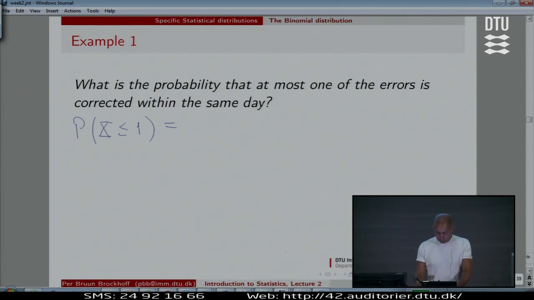Now, I think these are the two probabilities that we are going to try to find. This is also the distribution function taken at one. This is also f0 plus f1. There are different ways of finding this now. Let me show you the different ways.